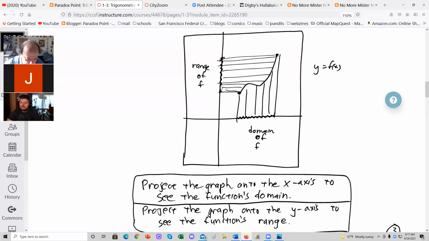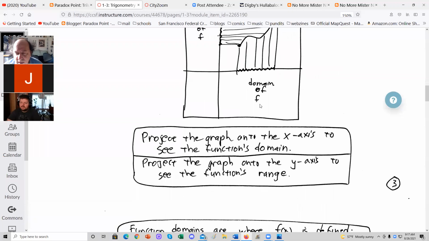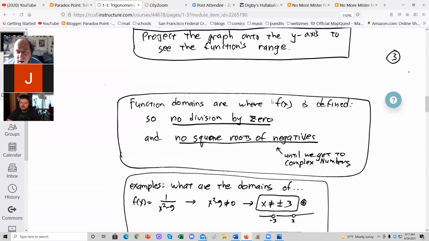Okay. And all right. So that's how you, now we define the domain of a function as where the function is defined. So we don't allow division by 0, and there'll be no square roots of negatives until later on when we talk about complex numbers. So really, the domain of a function is relative to what kind of numbers you're willing to accept.